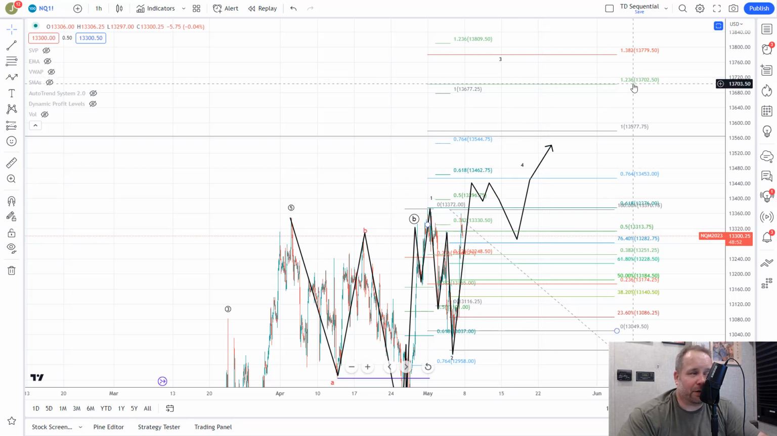Again, we would target the 13,702 for 3 of 3 before seeing a pullback to that 13,453 area. So not only does it challenge the resistance and chop here, it also creates support for the move back down.